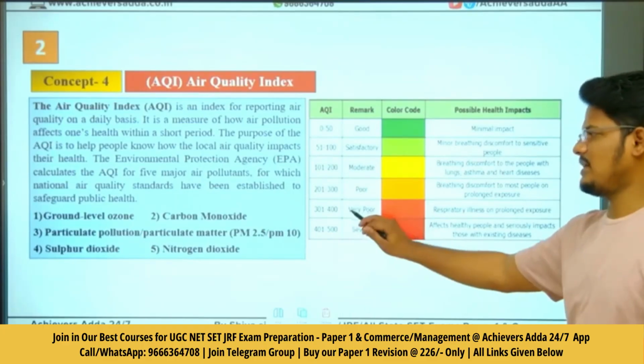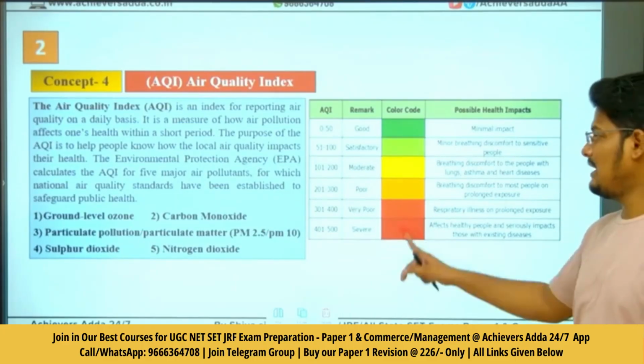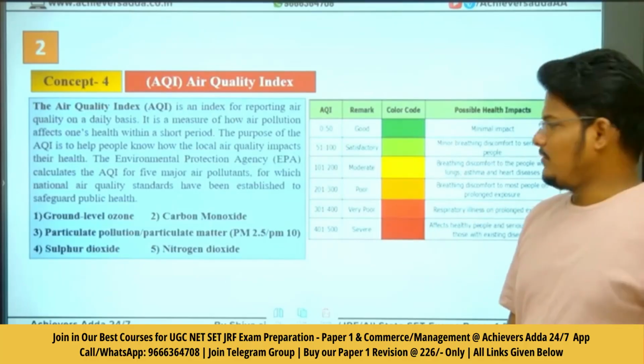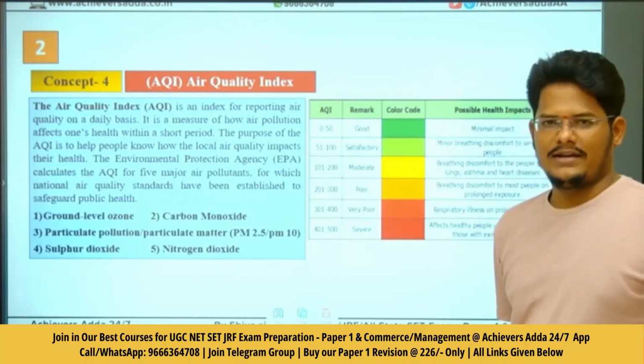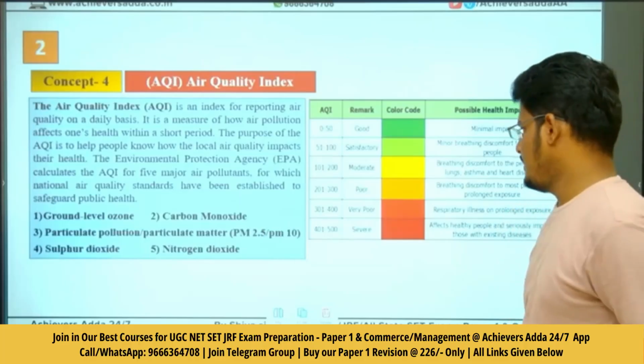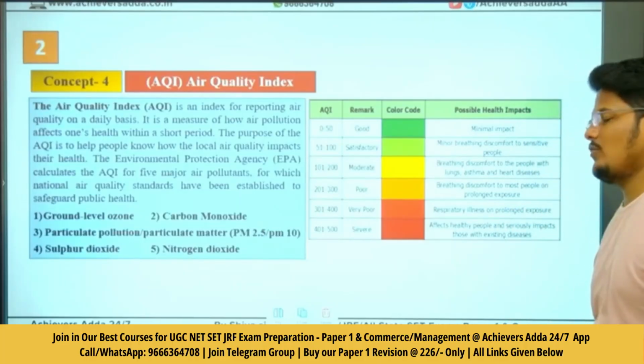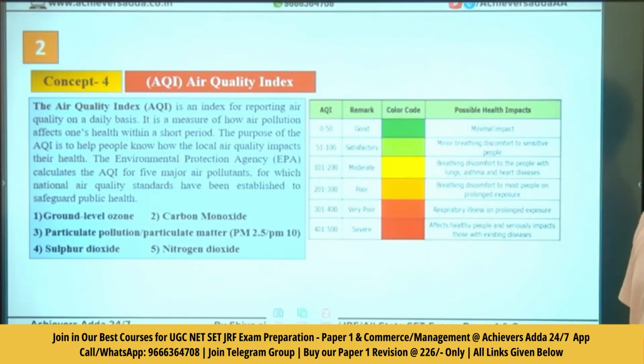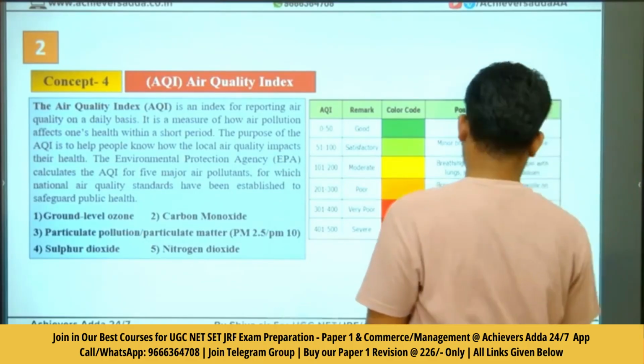This is the question asked in the 2023 exam. In which color will 300 plus be present in the air quality index? Red color is the answer. And 401 and plus is severe in nature, maroon color. It will have a severe impact on all people.